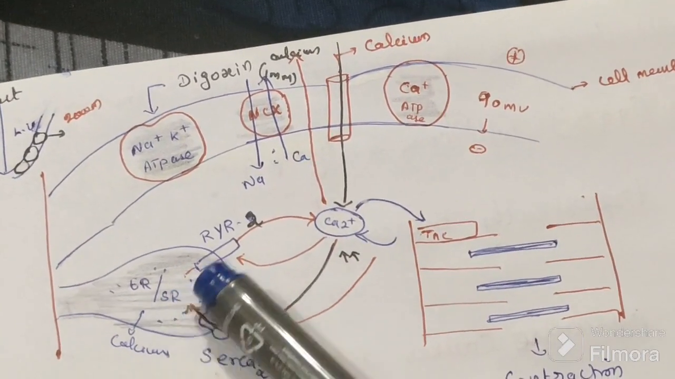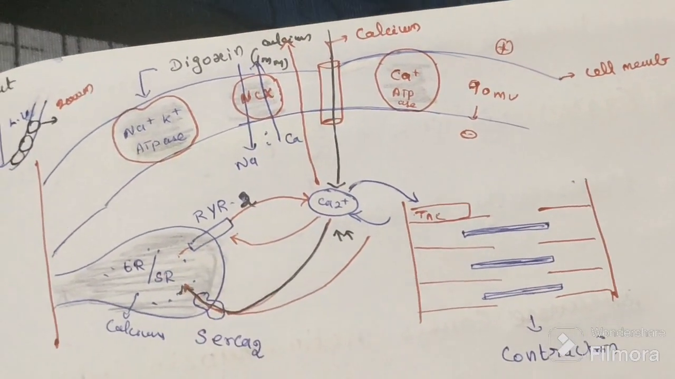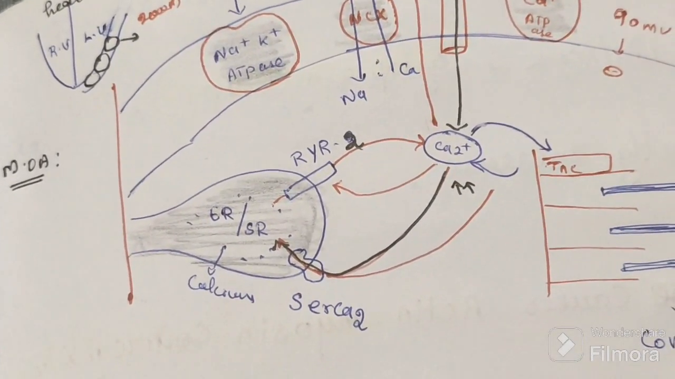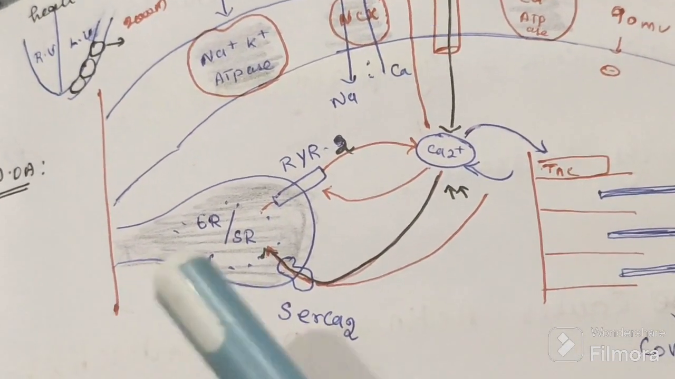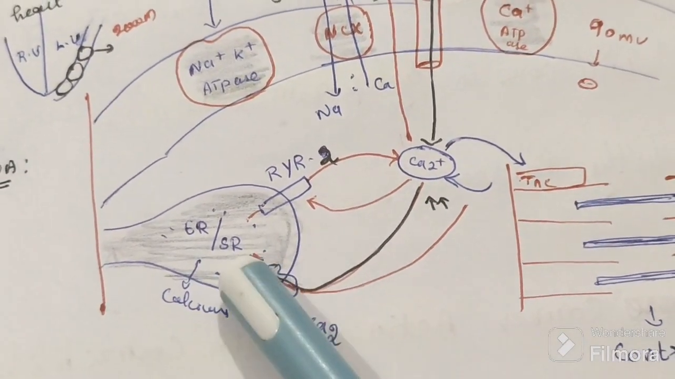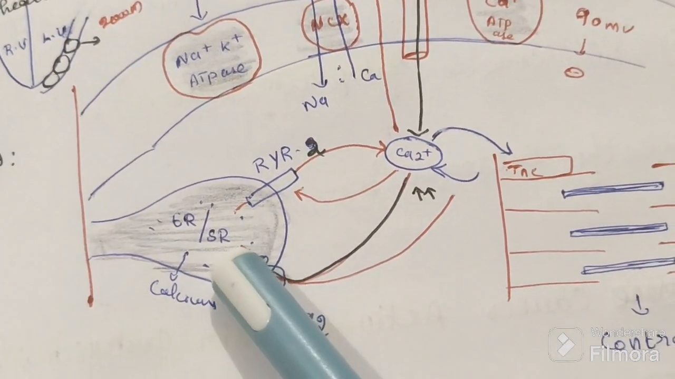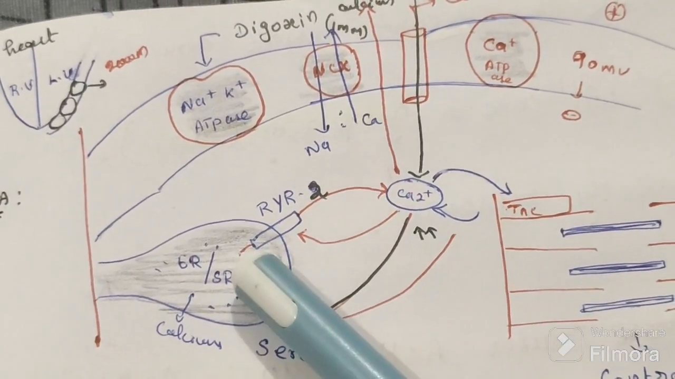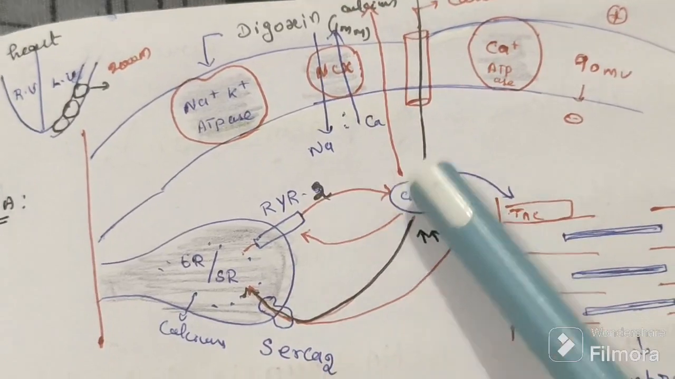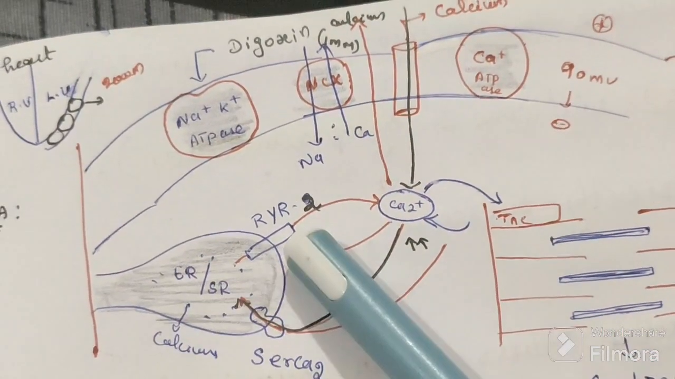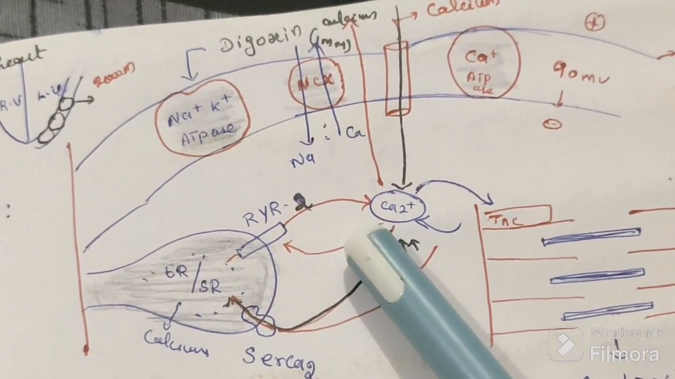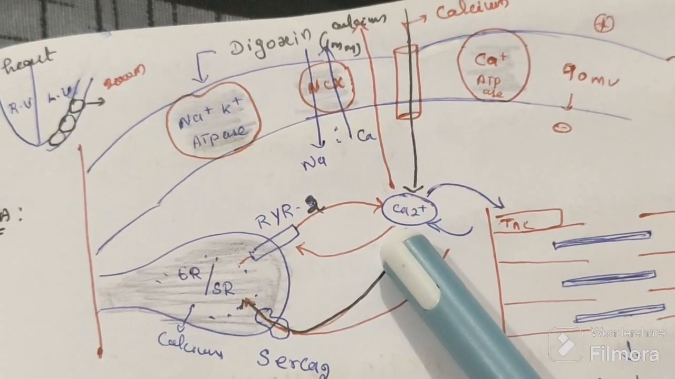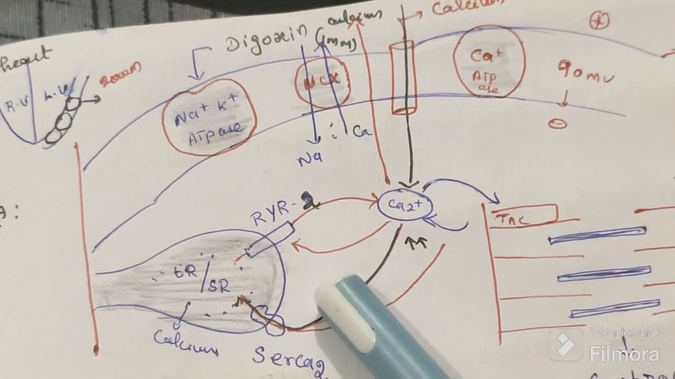Here an abundant amount of calcium is present, so it will stimulate that receptor. Once it is stimulated, since an abundant amount of calcium is present inside, all the calcium will come out. Already 1% from outside, plus 99%, now 100% calcium is in the cytoplasm: 1% from outside, 99% from the endoplasmic reticulum.